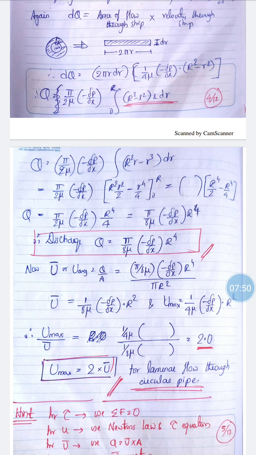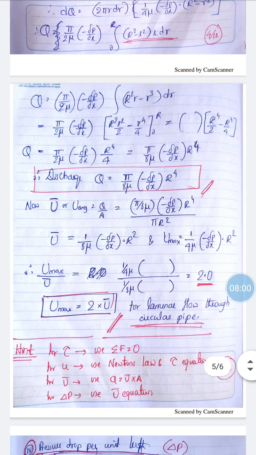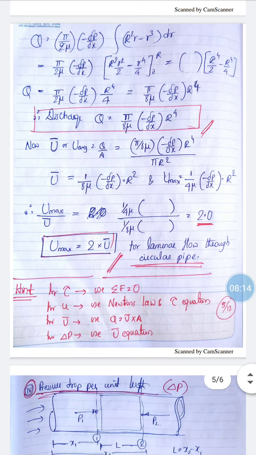Now we have the total discharge through the pipe available, and we know that the total cross section area of the pipe is A is equal to pi R square. So again, using the continuity equation, u bar, which is the average velocity, is Q by A. When I substitute that, we are going to get u bar as 1 by 8 mu into minus delta p by delta x into capital R square. But u max is already 1 by 4 mu into minus delta p by delta x into R square. When you substitute these values, you will get u max by u bar as exactly equal to 2.0.